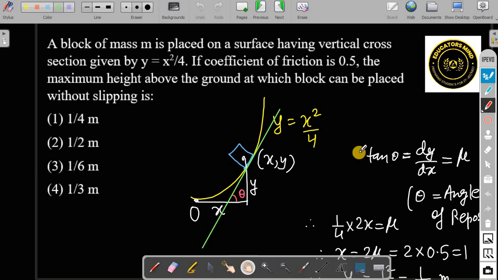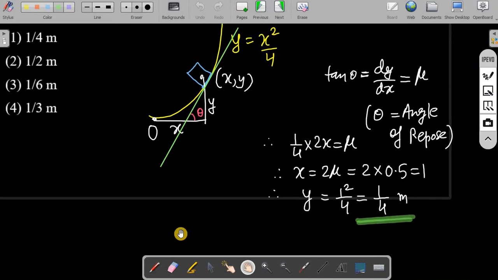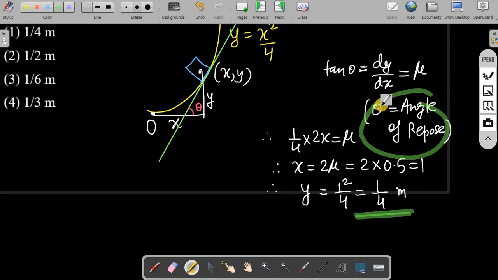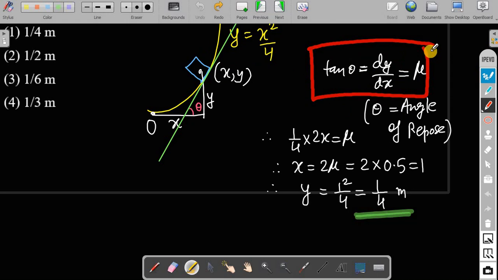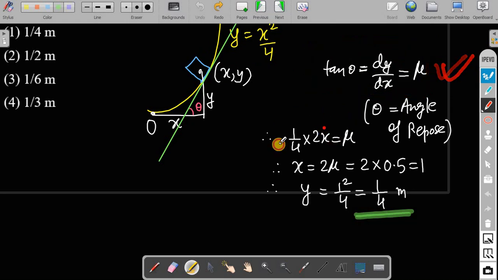Remember the concept of angle of repose. If you remember, angle of repose is that angle theta where it is in equilibrium. So tan theta is equal to mu at that place. And remember tan theta here is also the slope of this graph, dy by dx. So this is the key idea here: dy by dx is equal to mu. Once you put dy by dx, the y equation is given. Then from here you will get x is 2 mu, mu is 0.5. Once you get x is equal to 1, y is x squared by 4. So x is 1, you substitute, you get 1 by 4.